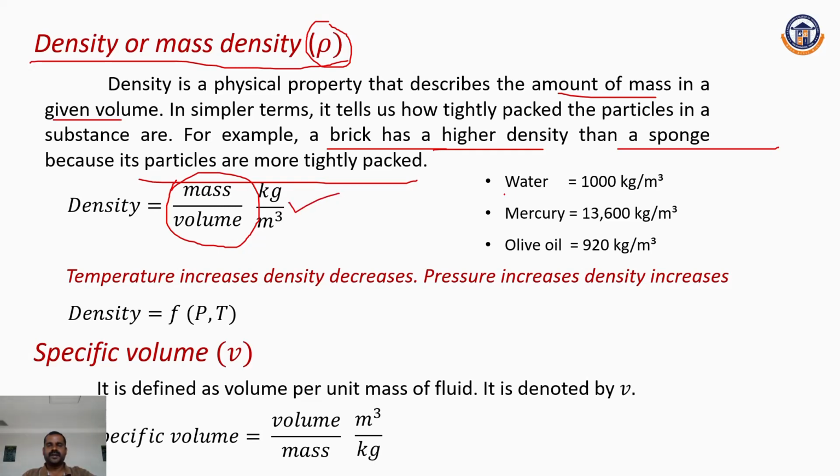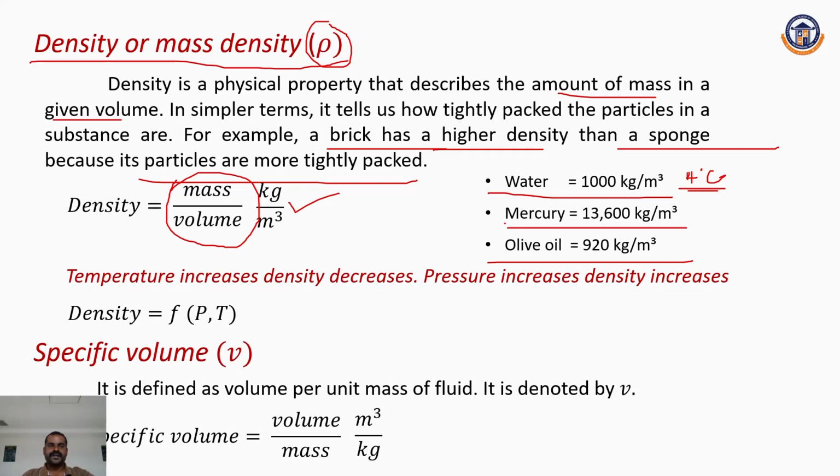The standard density of water is 1000 kg per meter cube at 4 degrees Celsius. So this is very, very important. For mercury it is 13,600 kg per meter cube. Then olive oil is 920 kg per meter cube.